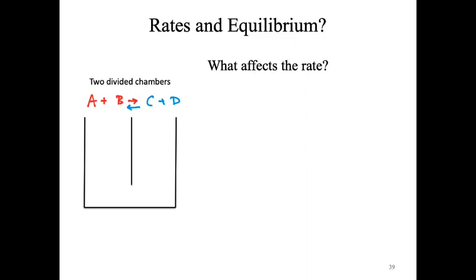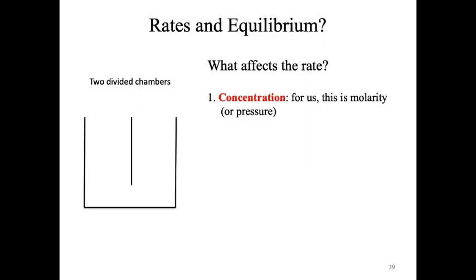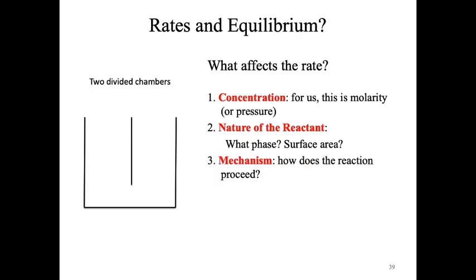So what we're trying to consider on the chemical level is the same stuff that you would consider in trying to find a significant other, all to different levels. We brought in the option of attractiveness. The same thing applies to chemistry. That would be our nature of the reactant, arguably. The mechanism: how does the reaction proceed?